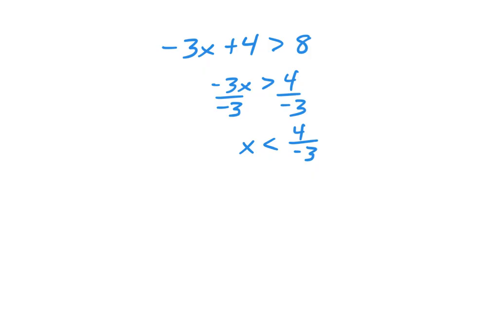If I wanted to check it, I would have to check a number that's less than -4/3. So, for instance, -2 could work. -3 times -2 would be 6. 6 plus 4 is 10. 10 is bigger than 8, and that would work. Okay, so anything less than -4/3 should be a solution.